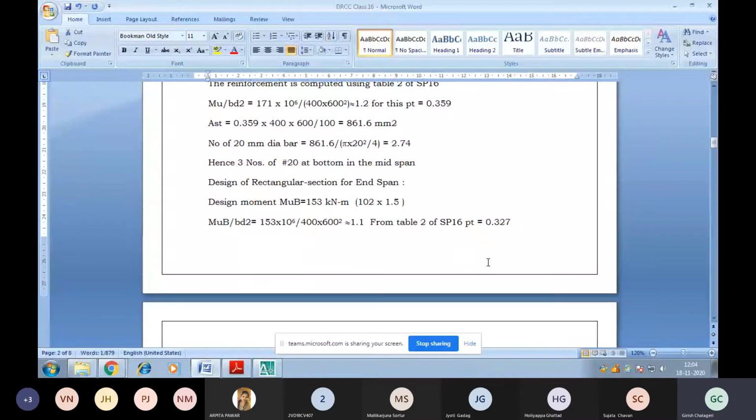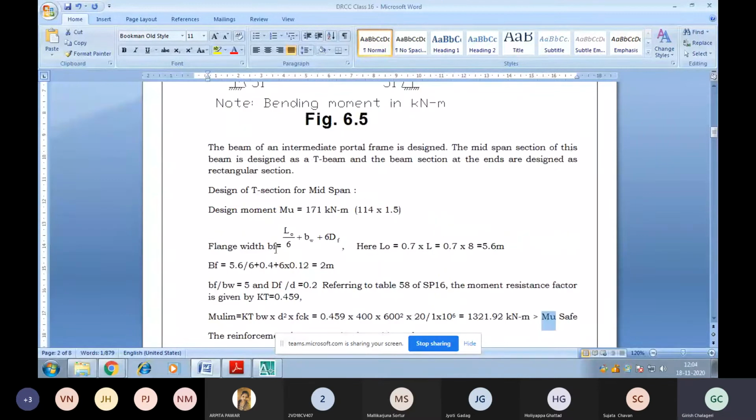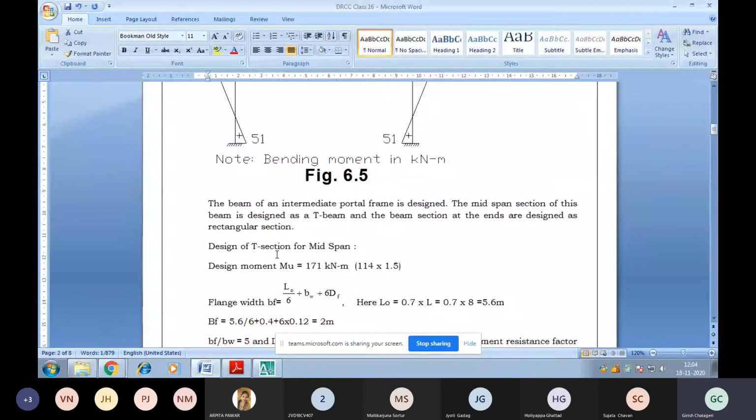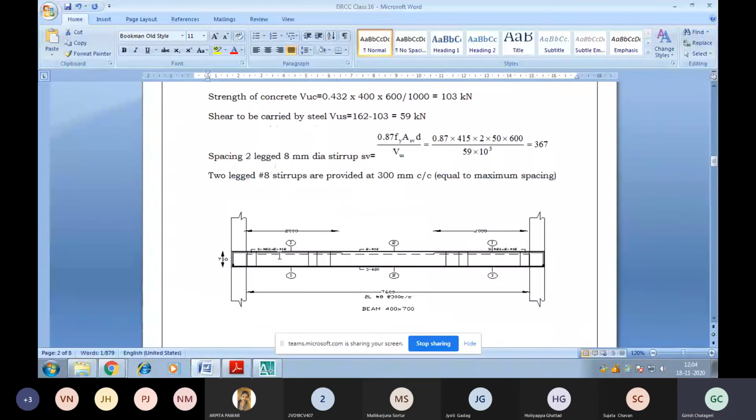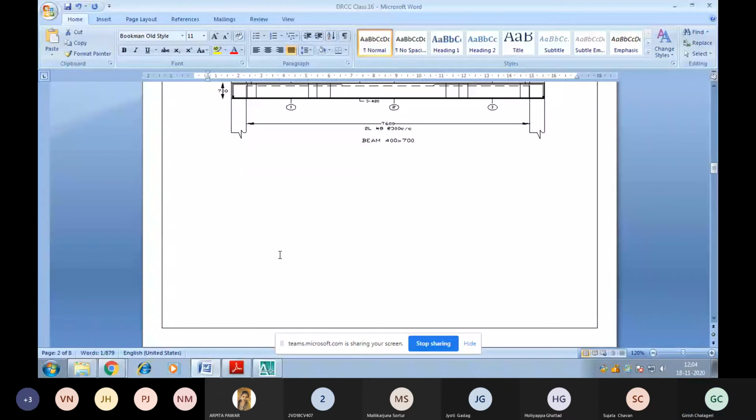Knowing this, once we find the area of steel, once we know it is singly or doubly, using the tables in SP16, we provide the reinforcement by taking Mu by bd square as the coefficient. This is how we are going to design the beams. It is very simple by designing it as a T-beam, not complicated as we learned in RCC.